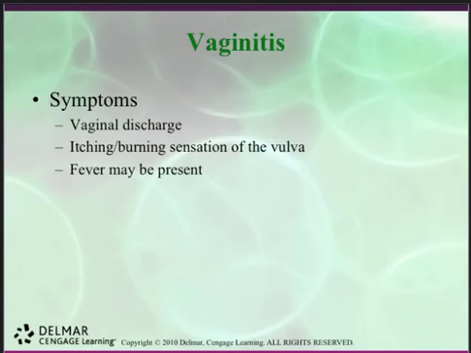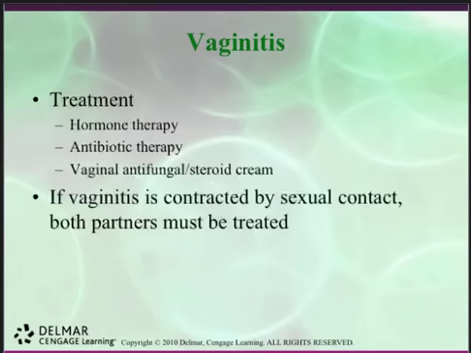Diagnosis is made with a pelvic exam and specimens from the vagina and cervix, and these are analyzed in a lab setting. The treatment is hormone therapy, antibiotic therapy, and vaginal antifungal or steroid creams, or a combination of all three. With proper treatment, the inflammation usually clears up in a week, but it can recur, and it often does in many women. A female may be susceptible to recurring infections due to poor hygiene and unprotected sex.